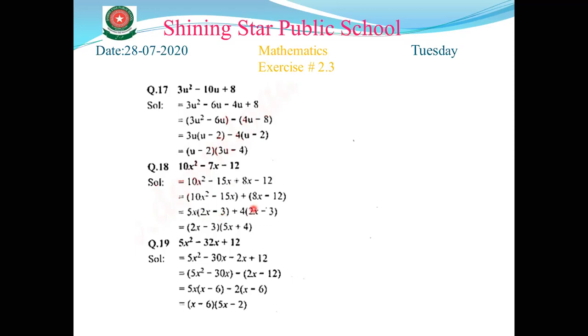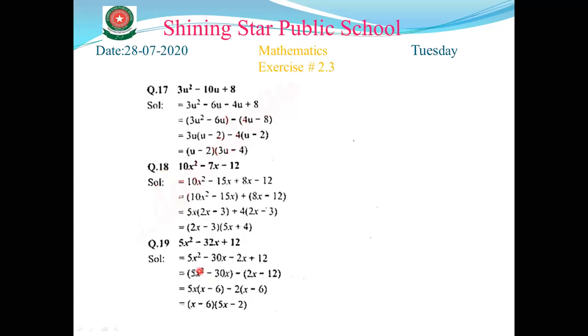2x minus 3. From these two terms we can take the common 4. Okay. Why? Because if we take the common 2, we get here 4x minus 6. But here it is 2x minus 3. So that's why we take here common 4. 2x minus 3, because we have to make both brackets the same. Okay. Now 2x minus 3 are the same. Now we take the common 2x minus 3. So here we get 5x plus 4, which is your required answer of question number 18.